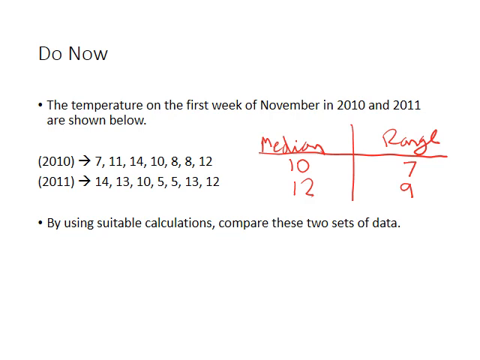Okay, so we should have a median for 2010 of 10 and a range of 7, and for 2011, 12 and 9. And what we can conclude from this is that on average, the temperature in 2011 was higher. However, in 2010, the temperature was more consistent because it's got a lower range. And those are really the only two things you need to say.